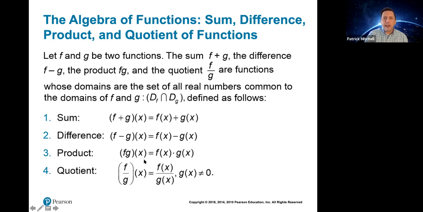Now the quotient is kind of a special case. There is an additional restriction on the domain of the quotient function. Not only does the number have to be in the domain of f and in the domain of g, but additionally, it cannot make g of x equal 0, because then I would be dividing by 0. So the function f over g, evaluated at x, is equal to the number f of x divided by the number g of x, as long as g of x does not equal 0.